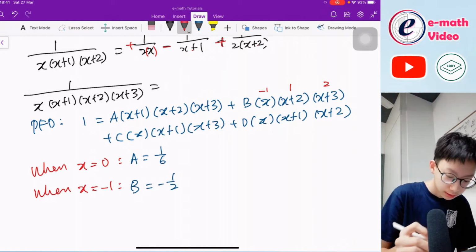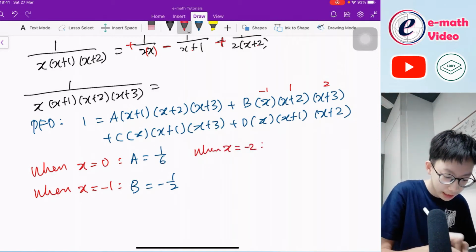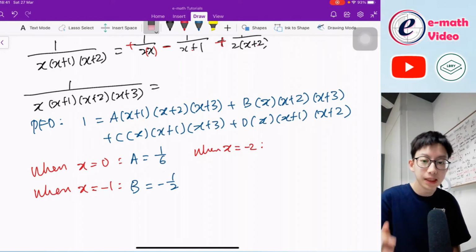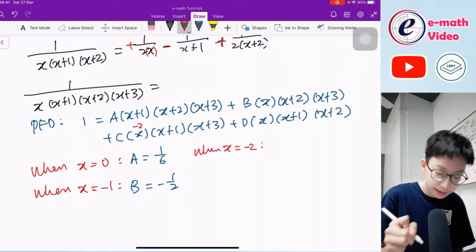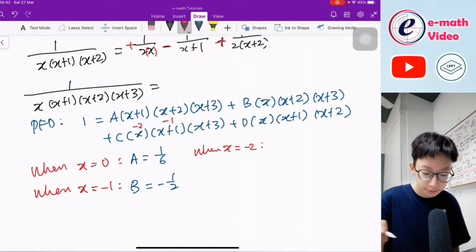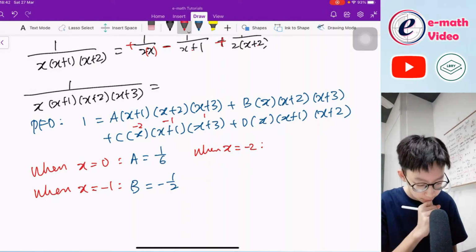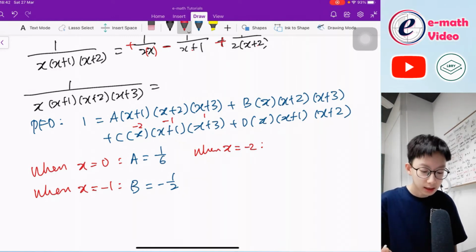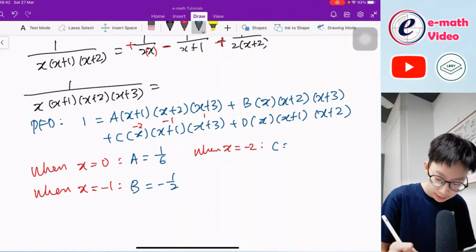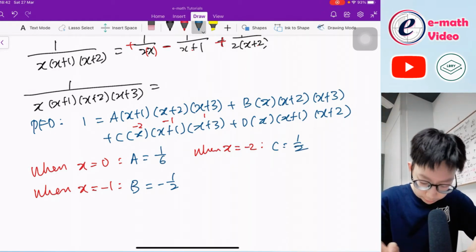Next, when x equals negative 2, I cover up a, b, and d this time. This will be negative 2. Negative 2 plus 1 is a negative 1. Negative 2 plus 3 is a positive 1. Together they are a positive 2. Therefore, c is positive half.